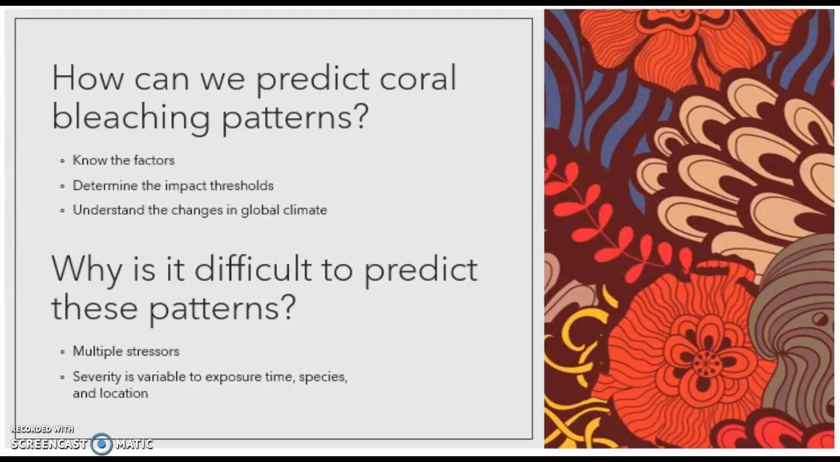In hopes of mitigating the effects of coral bleaching, we need to know the factors, which we'll get into later. We also need to determine the impact thresholds, which are the conditions in which no bleaching is predicted to occur. And we also need to know the changes in global climate. But it's difficult to predict these patterns because multiple stressors might act simultaneously, and severity of bleaching is variable to exposure time, species, and location.